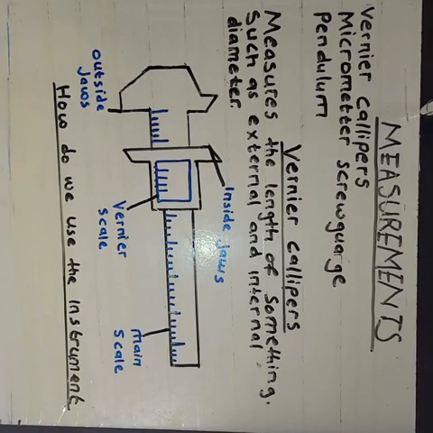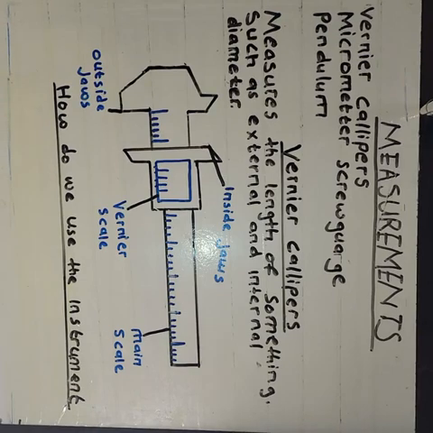As you are getting ready for the exams, you need to understand these three measurements. This is physics. This is science paper 1. So question 1 is always on measurements. We can either give you the Vernier calipers, the measuring ruler, the micrometer screw gauge, or even a pendulum.